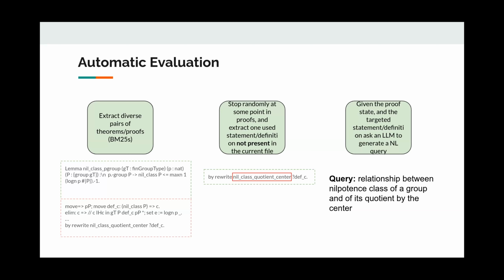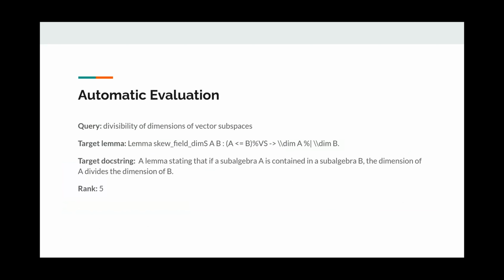We also did a few audits, so we were okay with this dataset. And here are some examples of this dataset. Here we have a query about the divisibility of dimensions of vector subspaces. The target lemma is this one. And the docstring that we already have is this one. And with this tool, we are able to retrieve it in the 5th position.